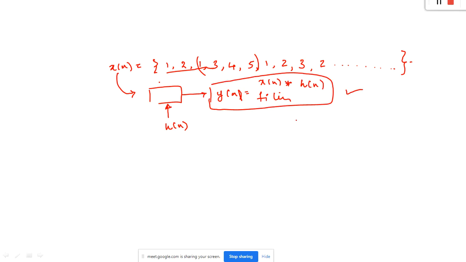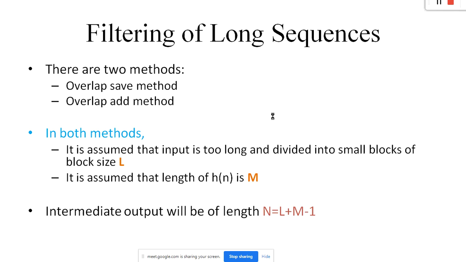In such cases, how do you perform this? How do you solve this? That's what we call the input being a long sequence. When the input is a long sequence, how do you perform the filtering operation? That is the next topic: filtering of long sequences. There are two methods to solve this: one is the overlap save method and another one is the overlap add method.